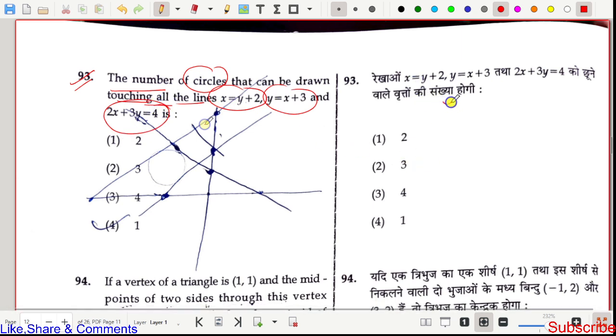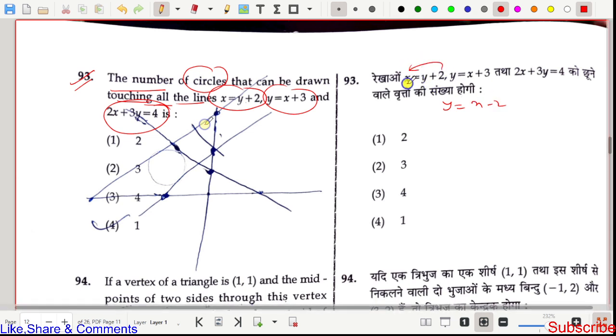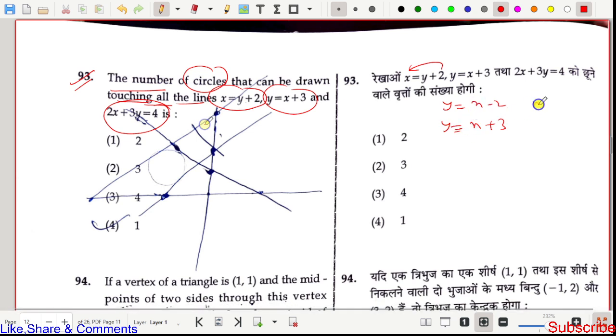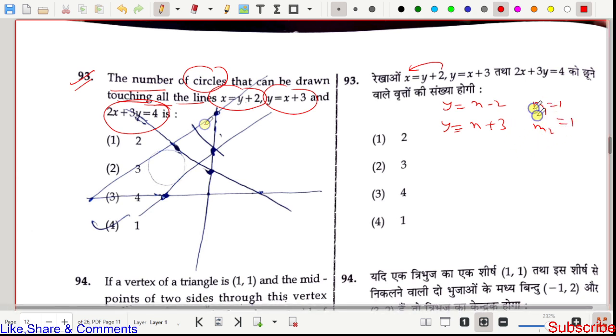Now look at the lines. What is the first line? The first line is y equals x minus 2. The second line is y equals x plus 3. Now check, both lines have the same slope. The slope of this line is 1, the slope of this line is also 1. So since the slopes are the same, these two lines are parallel. Now coming to the third line, if we divide by 4, we get x by 2, y by 4 by 3, that equals 1.